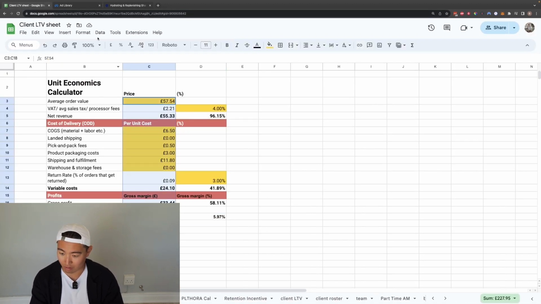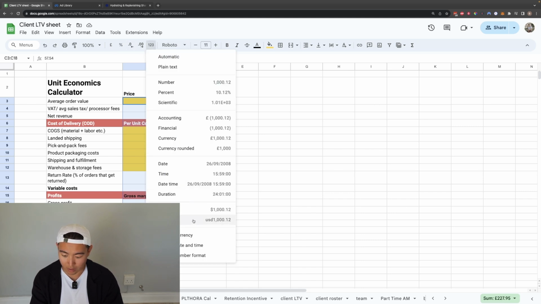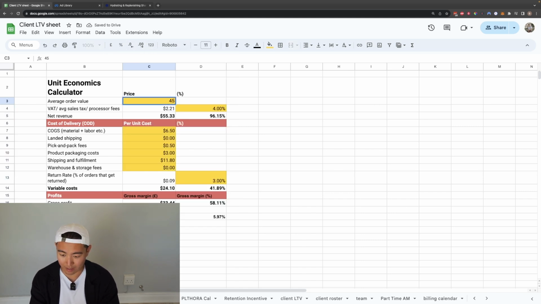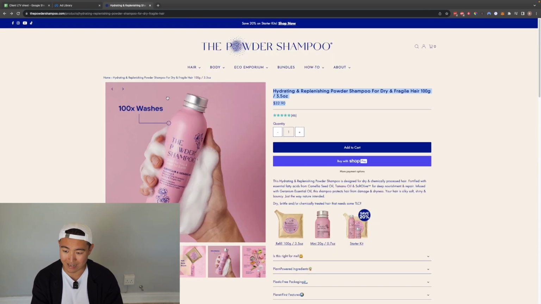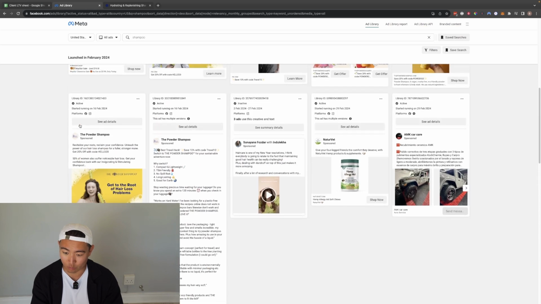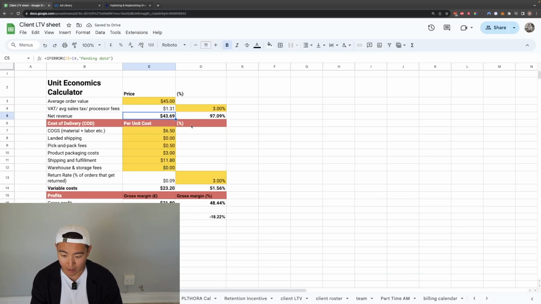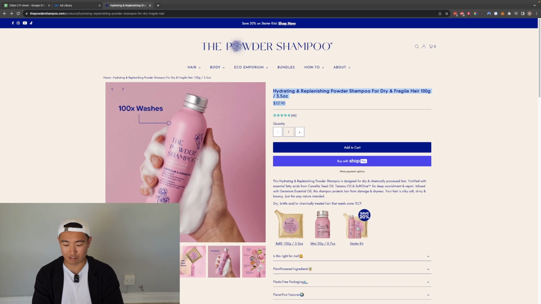Right now, I'm just going to change everything to dollars because that's the currency that we're going to be working in. So I'm guessing the average order value is going to be $45. Their sales payment processing fees are going to be around 3% because I'm guessing they're only selling to the States because that's where they're running the ads, right? And their cost of goods sold for something like this is not going to be more than $6.